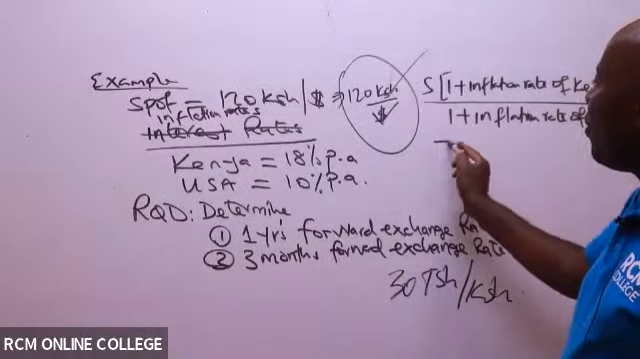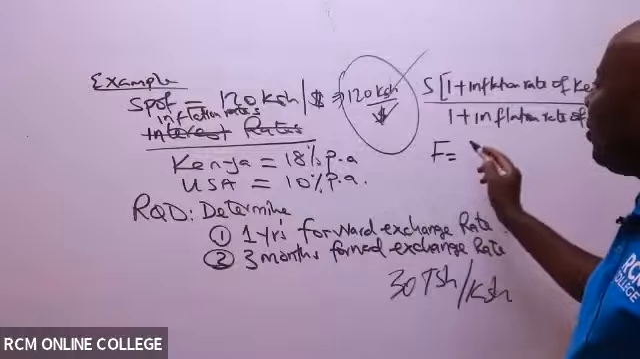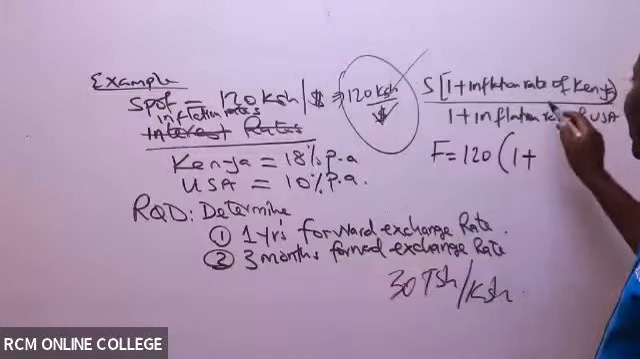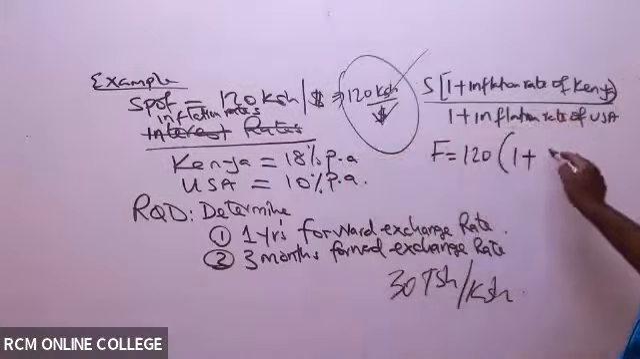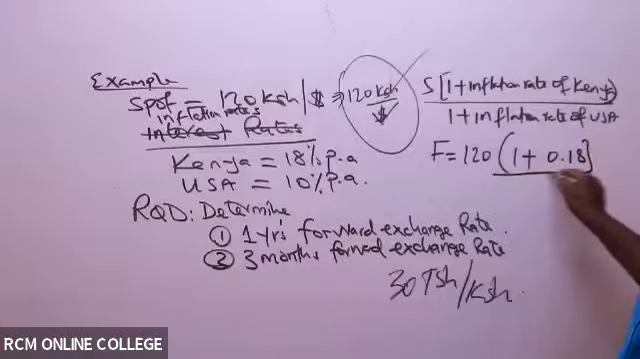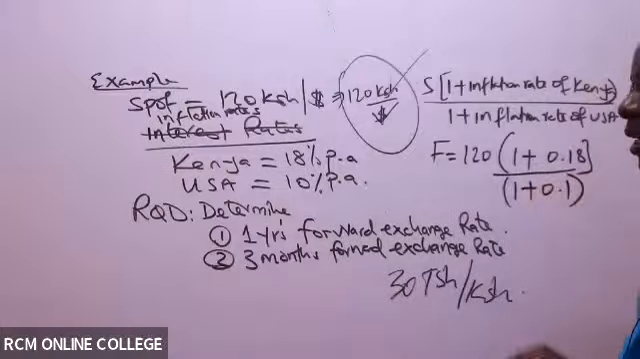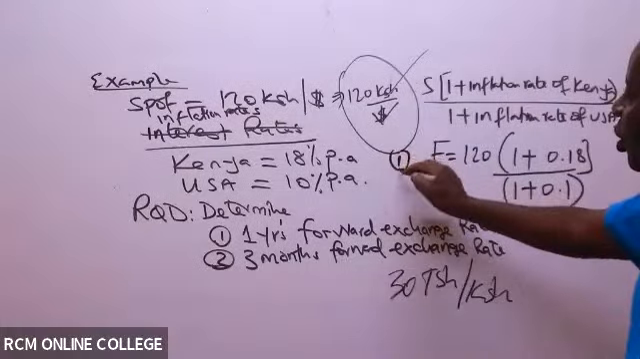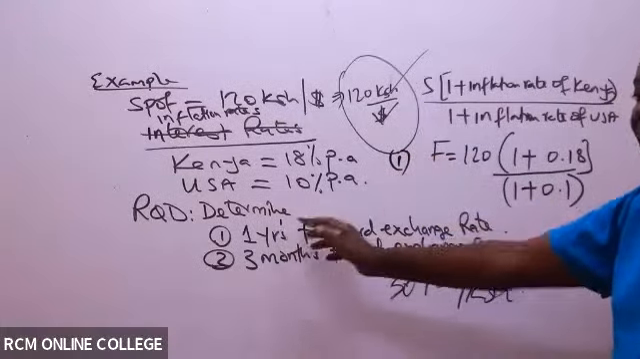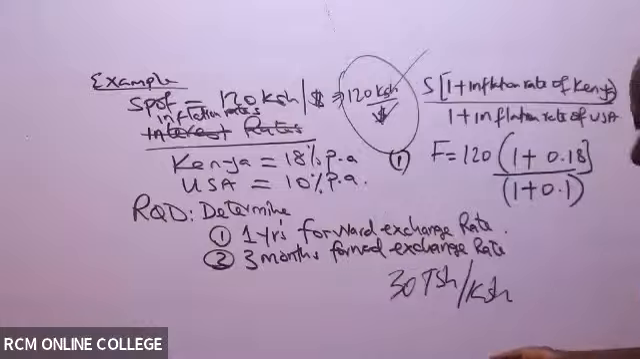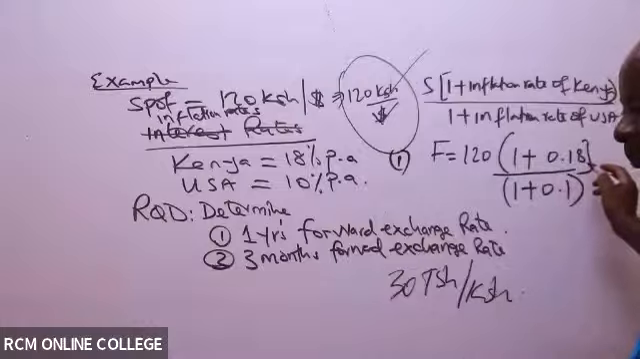So we'll go ahead and plug in the numbers. F will be equal to the spot, which is 120, times 1 plus the inflation rate in Kenya, which is 0.18, all over 1 plus the inflation rate in the USA, which is 0.1. Remember, this is the solution to number 1, which wants me to do 1 year. For 1 year I will not prorate. I will not say times 3/12.